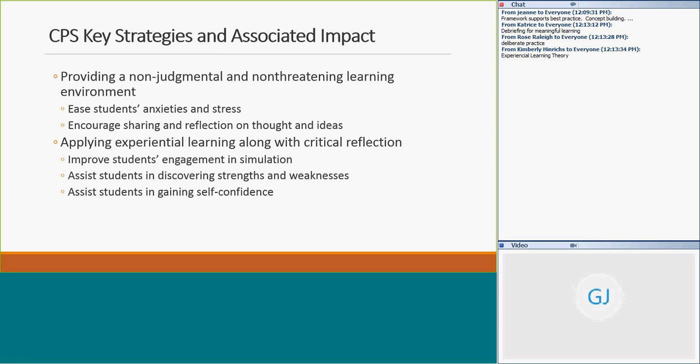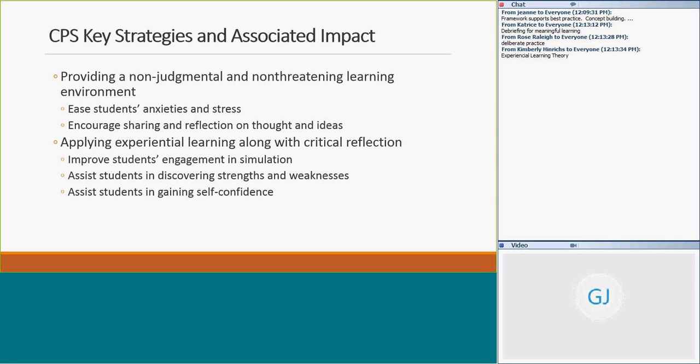The key strategies associated with this are to have a safe, positive, reflective, and fun simulation learning environment, where the students can make mistakes without the consequences of putting a real human life in jeopardy. So that reduces the students' anxieties and stress, and encourages them to participate, to reflect on their thoughts and their ideas. We believe that getting rid of that anxiety and that stress during the performance really opened up the students to their learning and to sharing more so that others could learn as well.